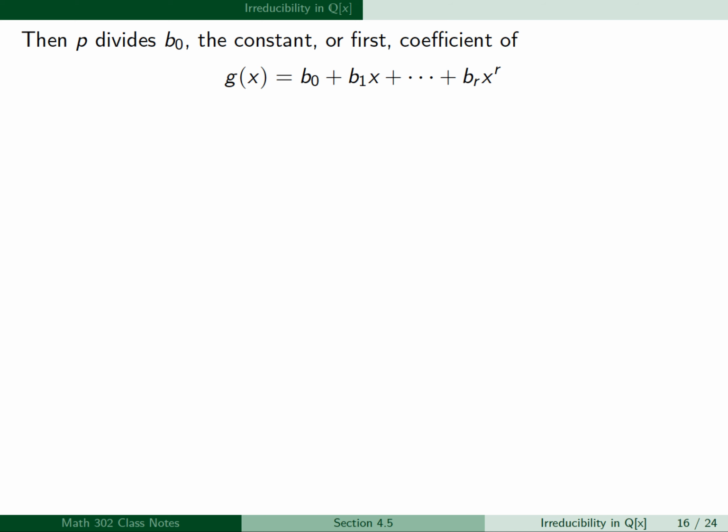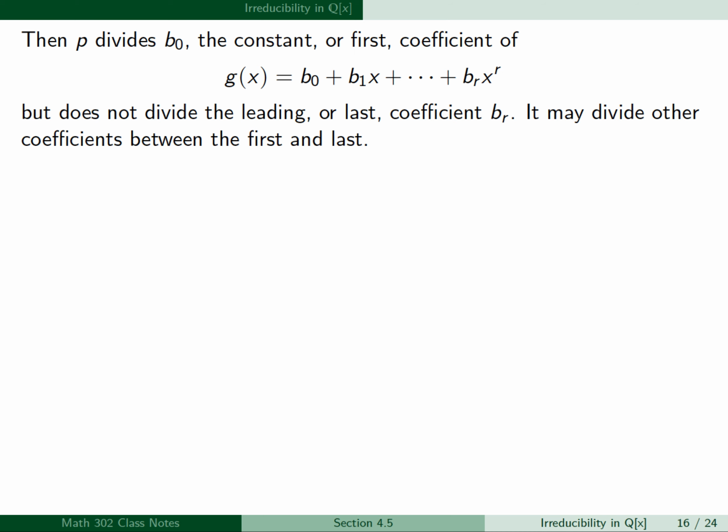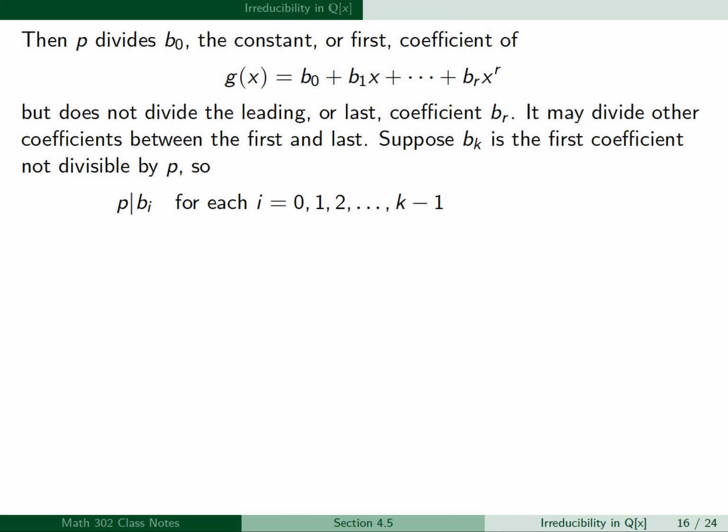Then p divides b0, the constant or first coefficient of g of x, but does not divide the leading or last coefficient b sub r. Now it may divide other coefficients between the first and last. So let's suppose that b sub k is the first coefficient not divisible by p. So that means that p divides b sub i for each i equals 0, 1, 2, up through k minus 1, but p does not divide b sub k.